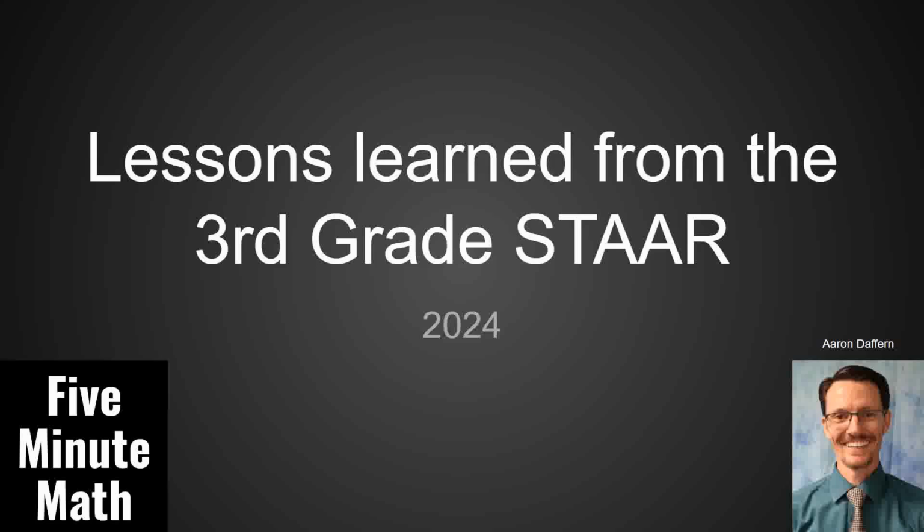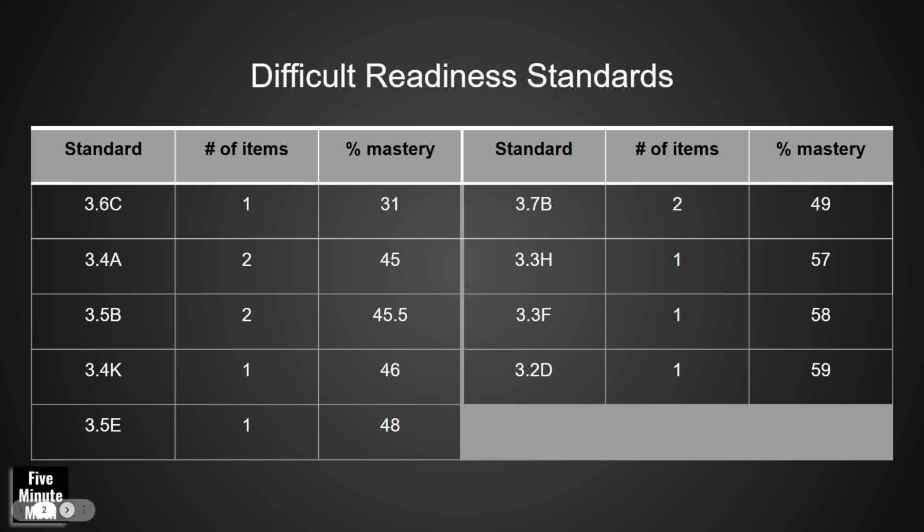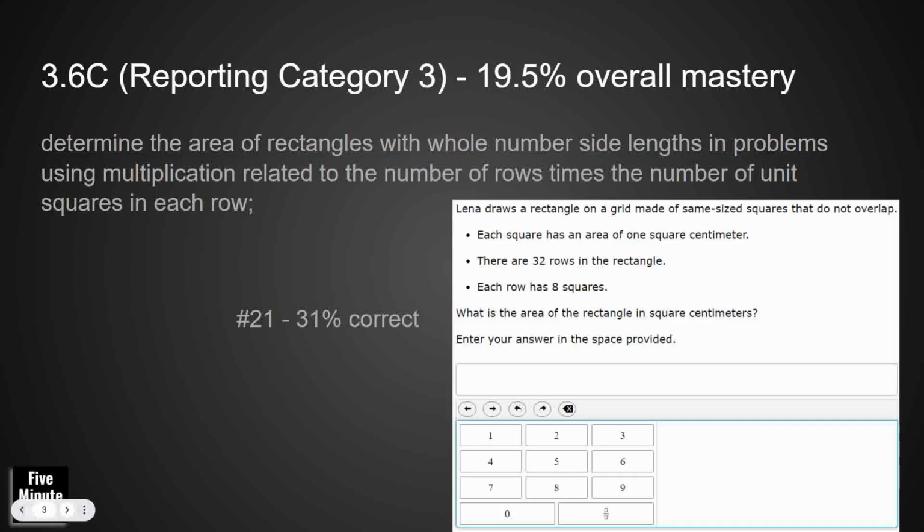Today we are looking at the third grade mathematics STAAR test 2024. My name is Aaron Davram, and we are looking at the readiness standards for third grade that fell below 60% mastery. So let's start with our lowest scoring readiness standard.